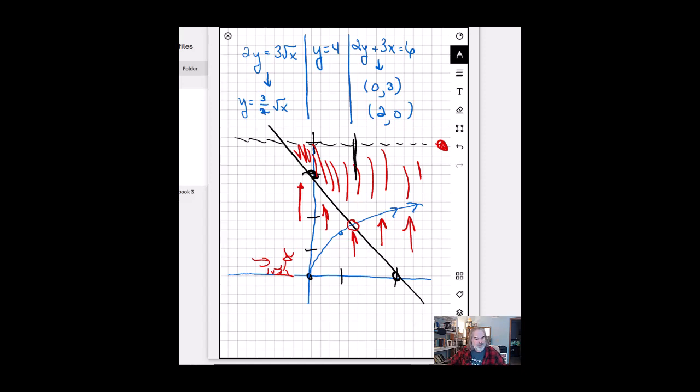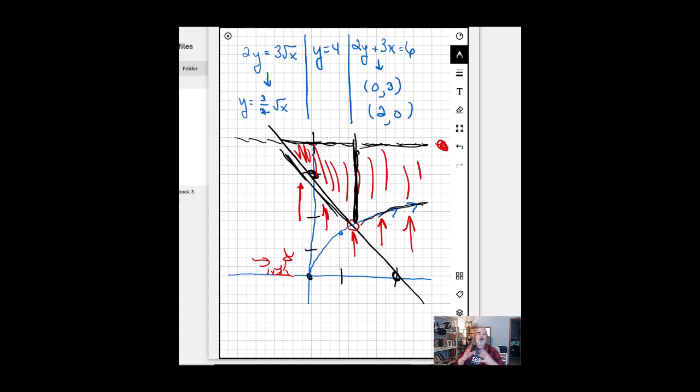Right here, at this point of intersection between the straight line and the square root curve, the lower bound of our region is the sloped line, and the upper bound is the horizontal line. To the right of this little cut, the lower bound of the region is the square root curve, and the upper bound is the horizontal y equals 4.